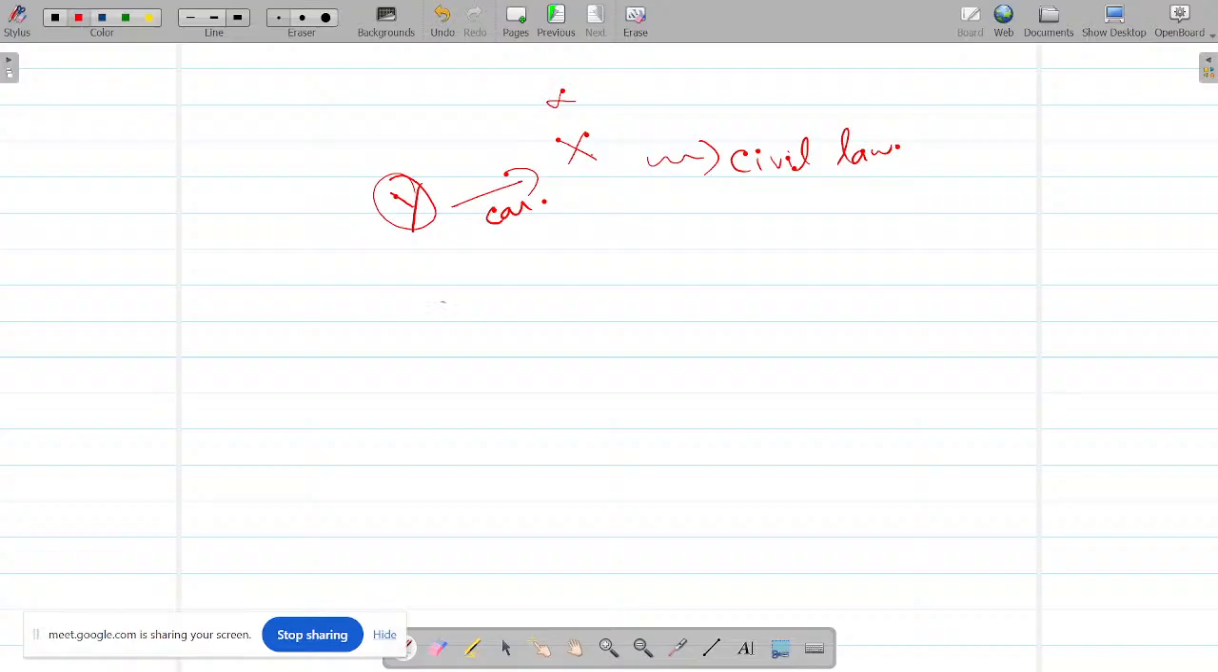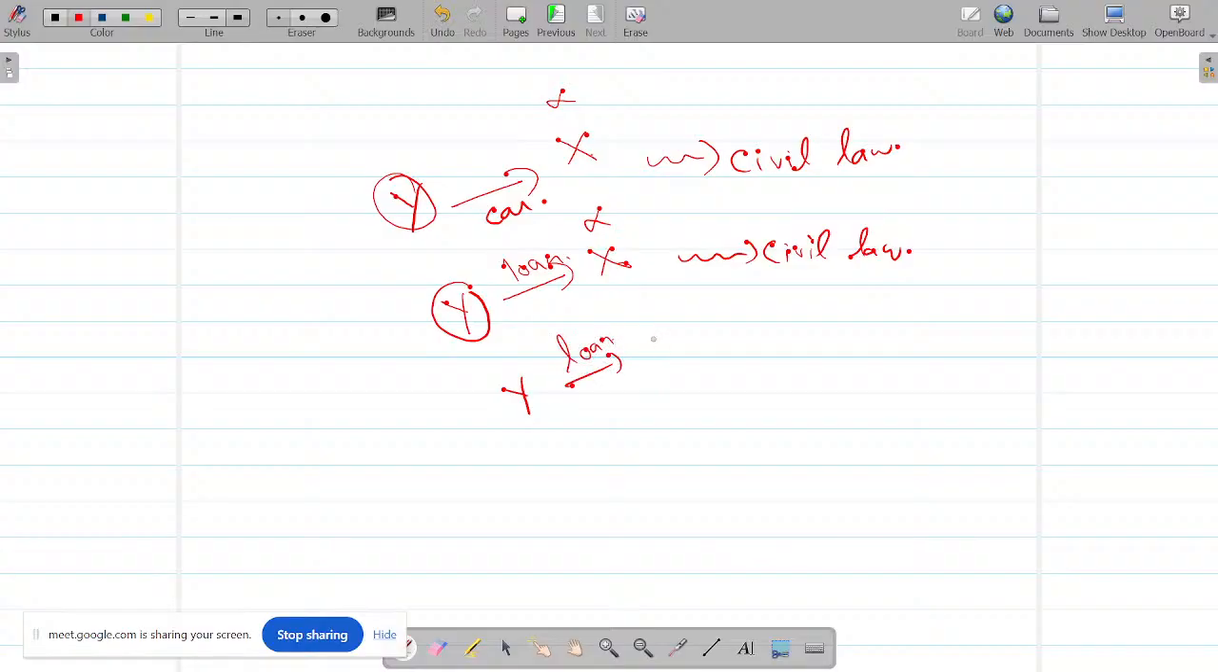Let me go again. Y gets a loan from X. Earlier the subject matter was a car, now it is a loan. Y gives the loan, X does not pay the loan. What case is this? This is again civil law. Now the third case: X gets a loan from Y, but Y is a bank.